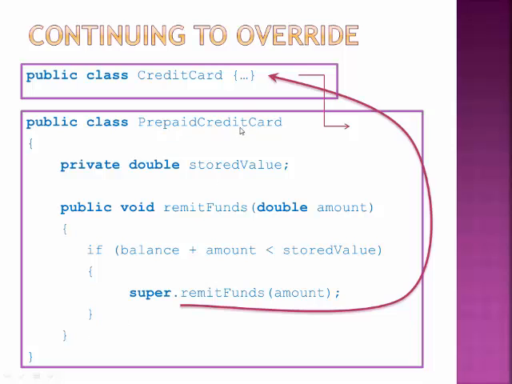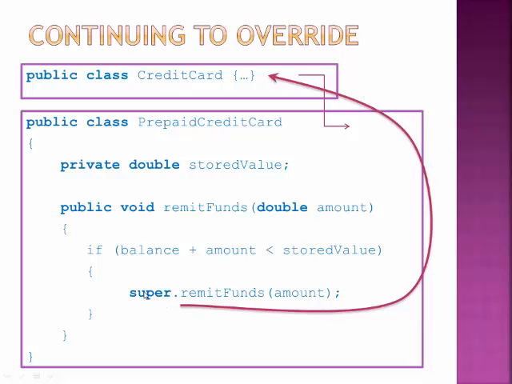So the way this looks in code then is my credit card is overridden by prepaid credit card. Down here, I say, well, if the balance of the card plus the amount that is out there is less than the stored value on the card, then I will go ahead and remit the funds the same way a credit card normally does. If it's not, then I won't do it. I'm not going to complete that transaction. And there may be some other behavior that happens along the way. But this is the idea behind that. I can change the behavior, but I can still use super for the parent's functionality.